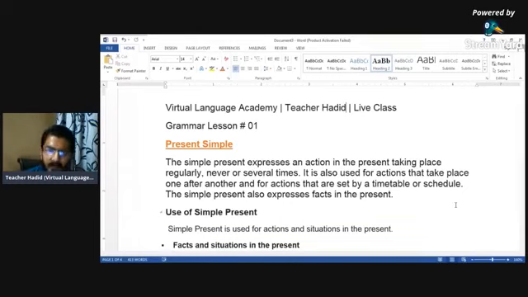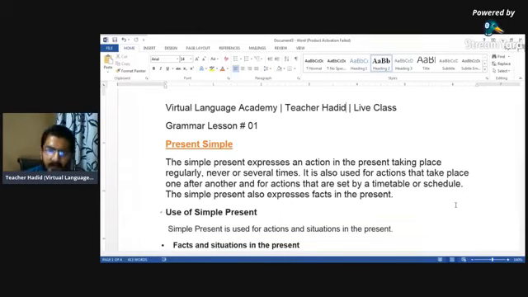To talk about things you do on your daily basis, we use present simple tense. To talk about things which are facts, which are always true, which are information, like the sun rises from the east, sets in the west, we use present simple tense. To talk about our daily actions, we use present simple tense.